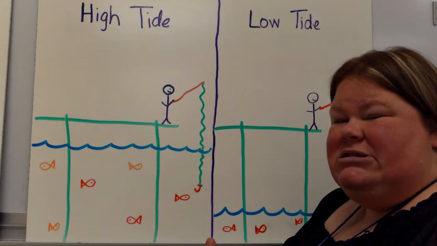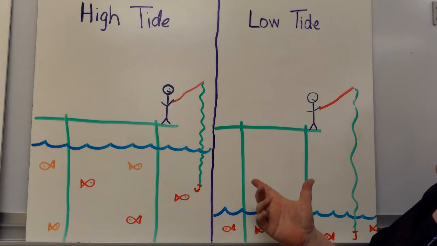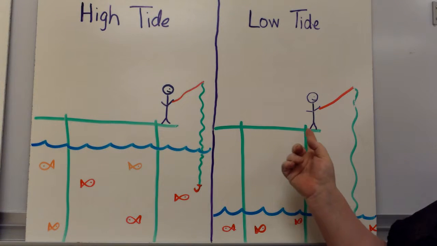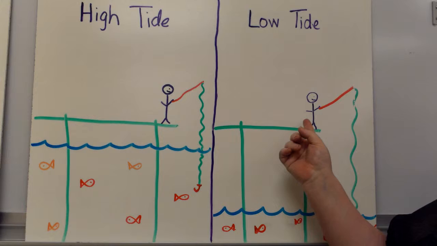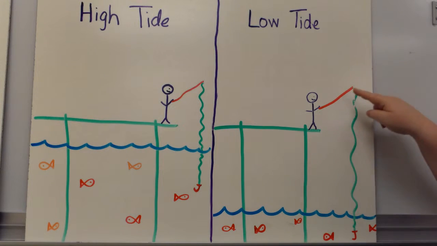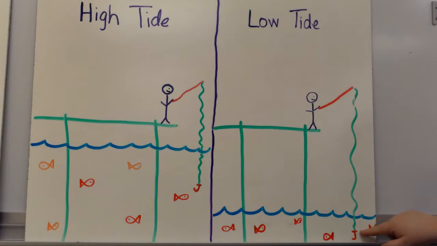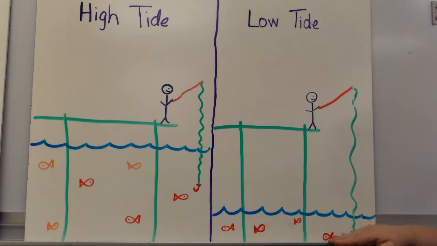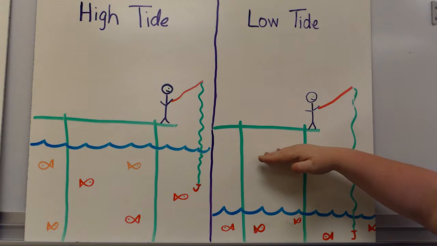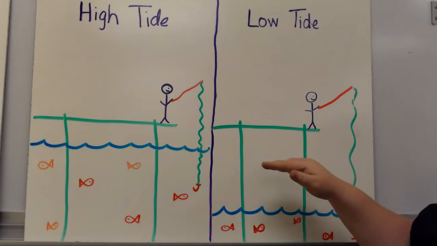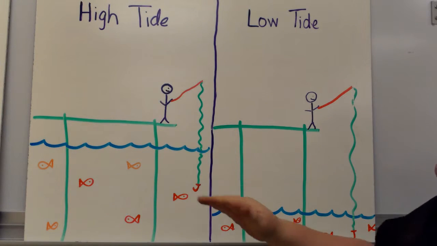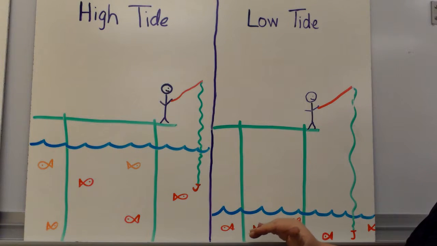Then on the flip side, he has low tide. So same pier, same fisherman, but this time look at his line. He needs a lot longer line to reach the water level because the water level is low. So it is low tide. Now the dock or the pier did not change. It stayed exactly the same. The only difference is the water level changed.